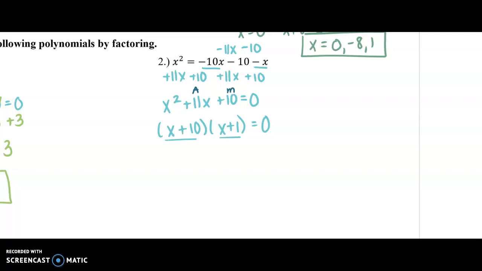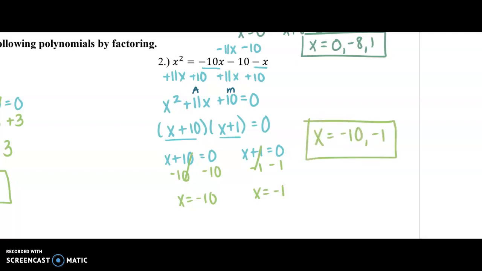So now I can individually set those equal to 0. X plus 10 is equal to 0. X plus 1 is equal to 0. Subtract 10 from both sides, x is equal to negative 10. Subtract 1 from both sides, x is equal to negative 1. So x is equal to negative 10 or negative 1 would be my final answer.